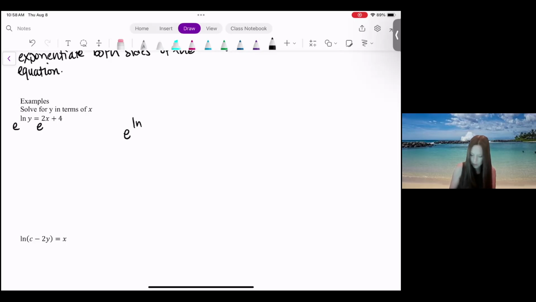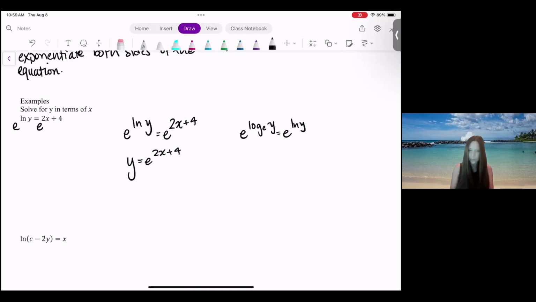e to the natural log of y is equal to e to the 2x plus 4. Well, remember, the natural log is log base e. So then I can use the fact that it is a base e raised to a log base e as well, and that's just going to be y on the left-hand side. It's going to simplify, and I have e to the 2x plus 4. And that's my answer. I'm simplified. It's finished. y is on one side of the equal sign by itself.